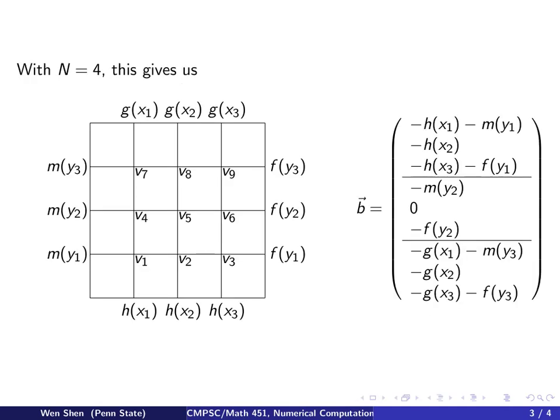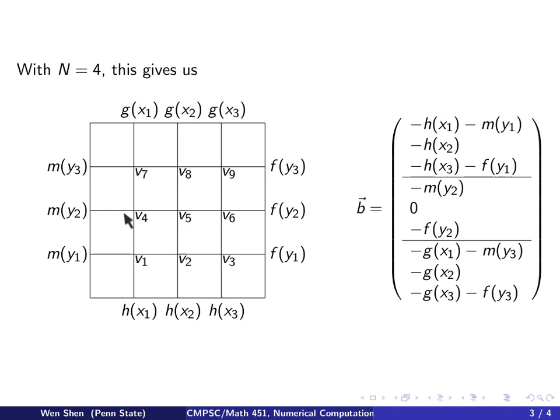So take, for example, n equals 4. This would give us the first equation. You are here, the computational stencil touches this one, and these two will go to the right hand side in the first element, and they change into negative sign. For the second equation, v2, your stencil will touch h at x2, so this gets moved to the right hand side. And when you move on to v3, your stencil will touch h at x3 and f at y1, and they appear on the right hand side. And now you move to v4, and then your stencil will touch this one, and that moves to the right hand side.